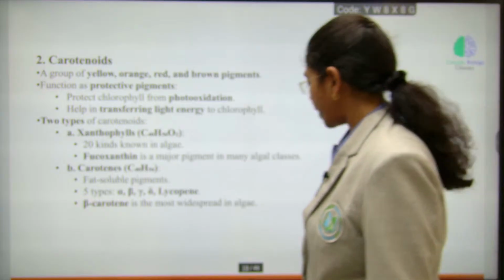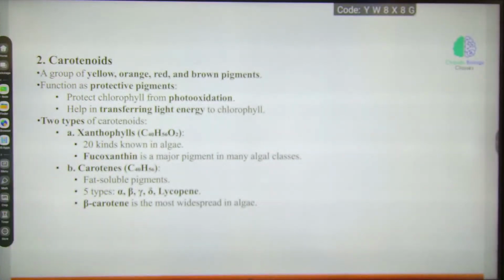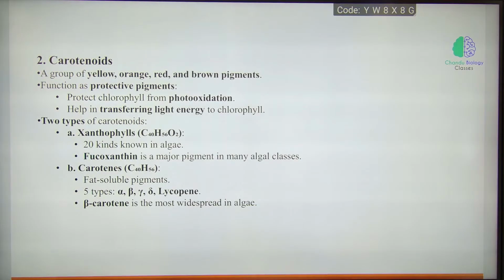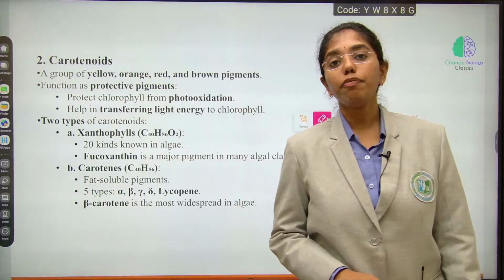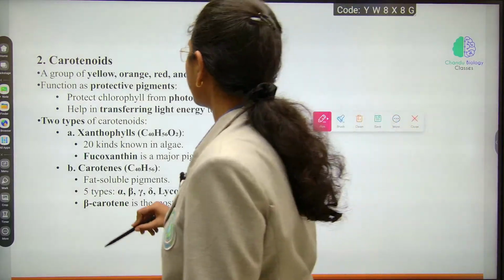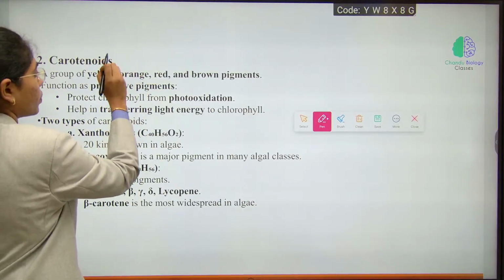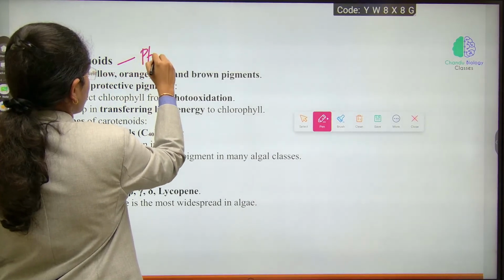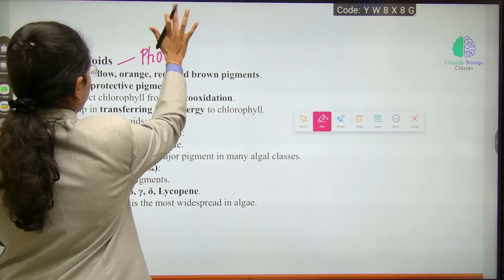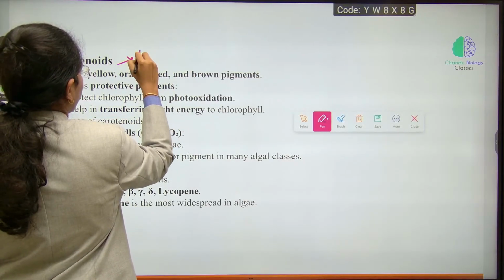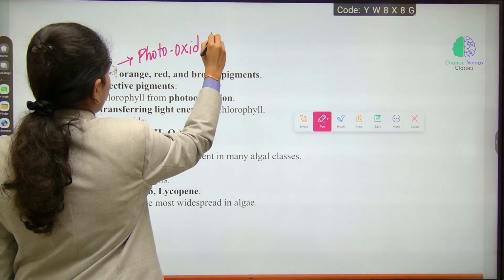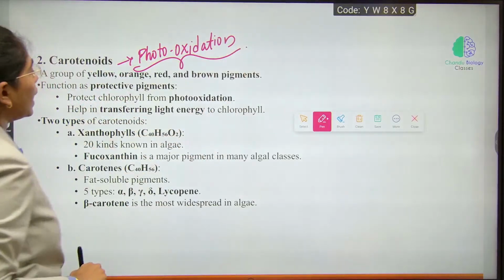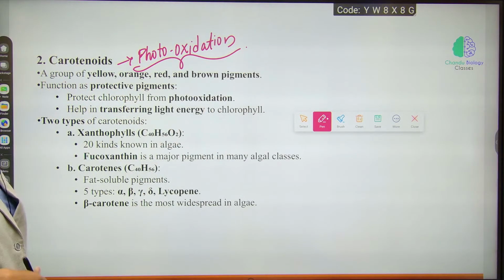Next you see is carotenoids, a group of yellow, orange, red and brown pigments. These are also known as protective pigments because they prevent the plant from photooxidation. They help in transferring light energy to chlorophyll and they prevent the cells from photooxidation.